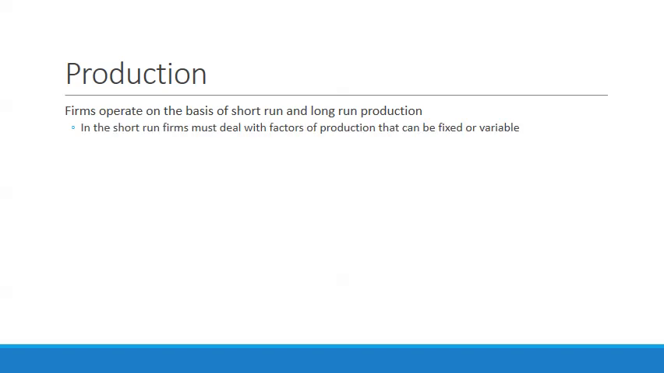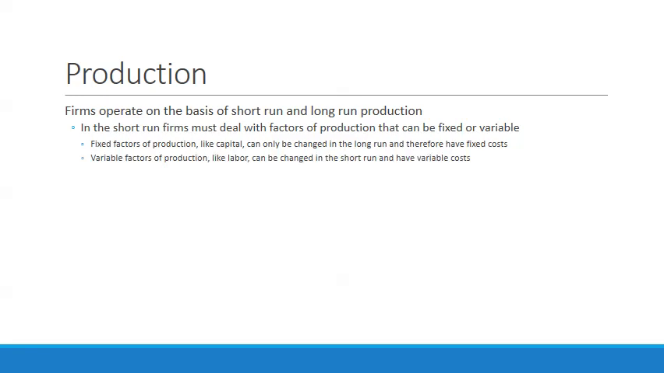Okay, let's talk about production. Firms operate on the basis of short run and long run production. In the short run, firms must deal with factors of production that can be fixed or variable. Fixed factors of production like capital can only be changed in the long run and therefore have fixed cost. Variable factors of production like labor can be changed in the short run and therefore have variable costs, meaning that they can change in that short run.